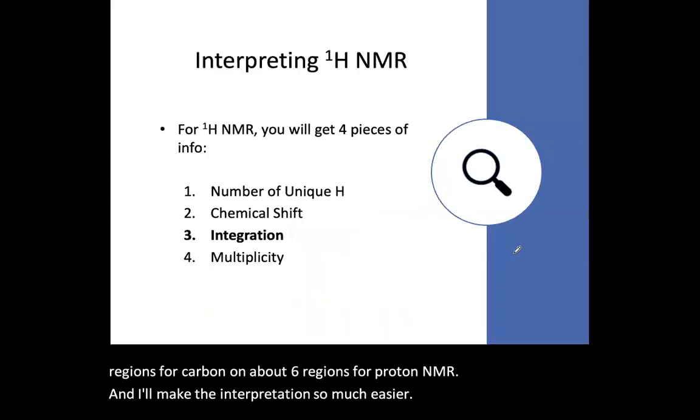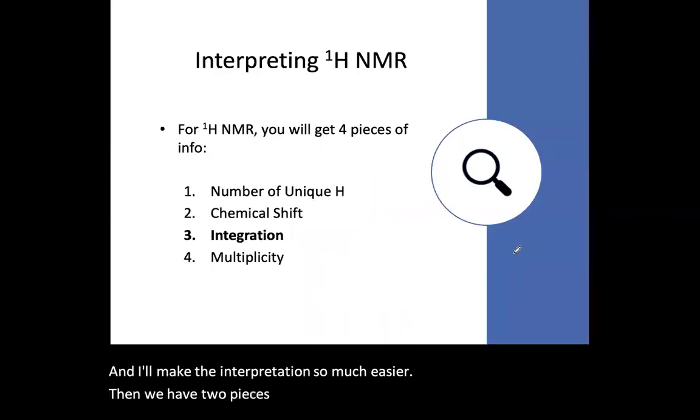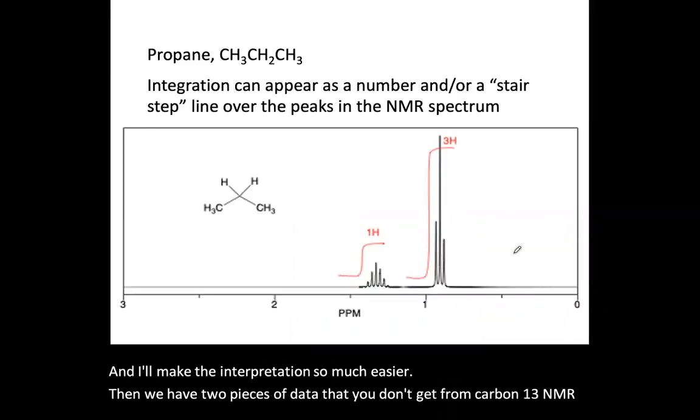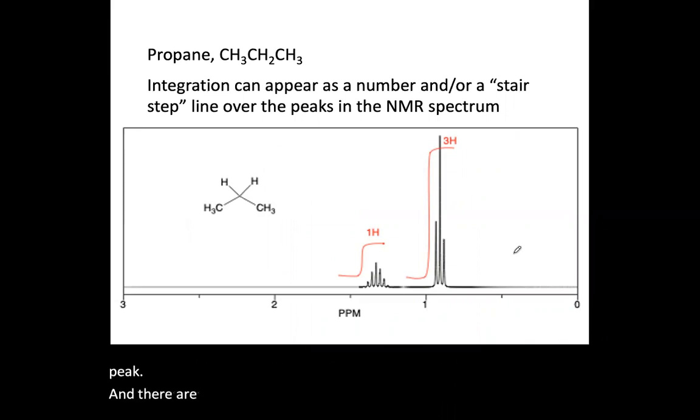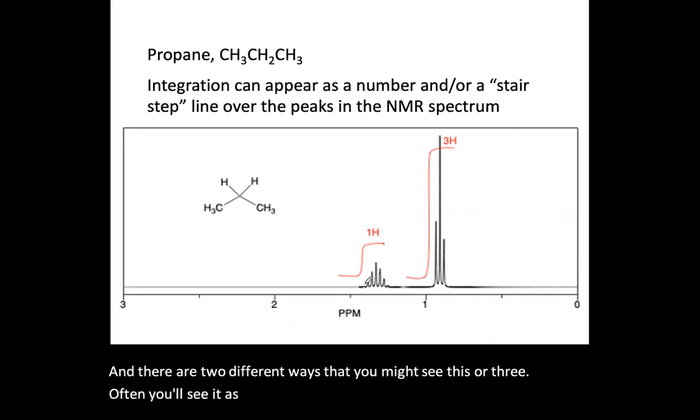Okay, then we have 2 pieces of data that you don't get from carbon-13 NMR. Integration. And integration is the number of hydrogens observed in that peak. And there are 2 different ways that you might see this, or 3. Often you'll see it as this stair step. And then you can measure the height of this stair, and then you take that and say, what is the ratio to this next one?